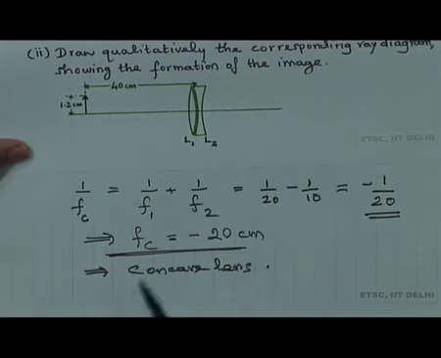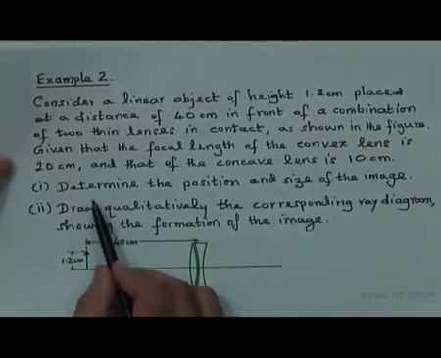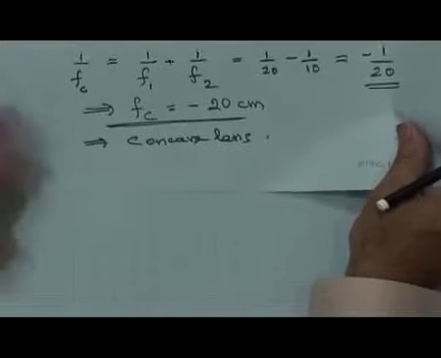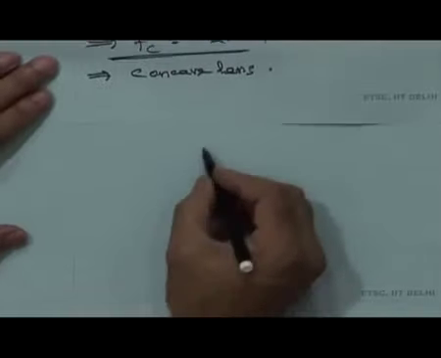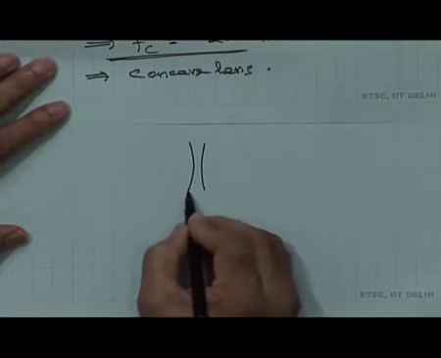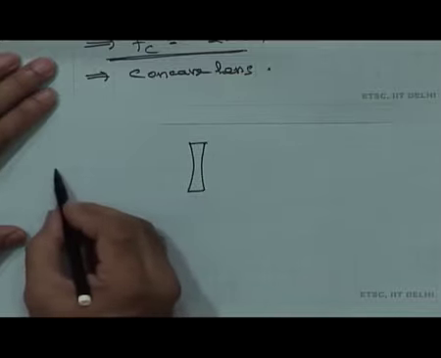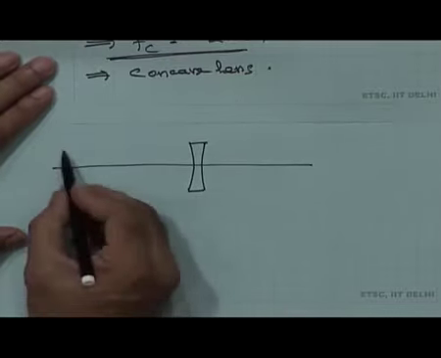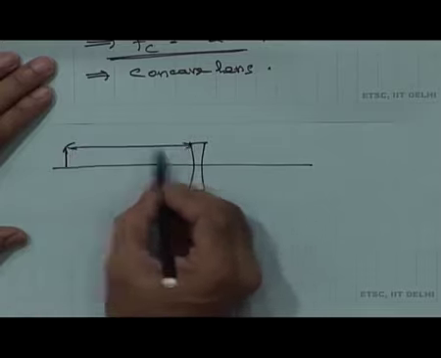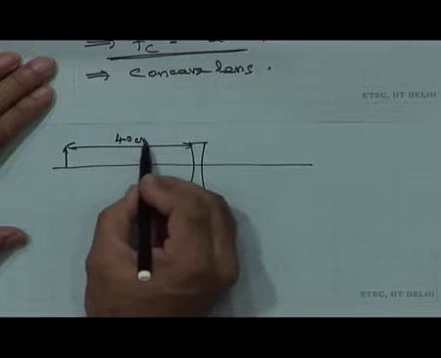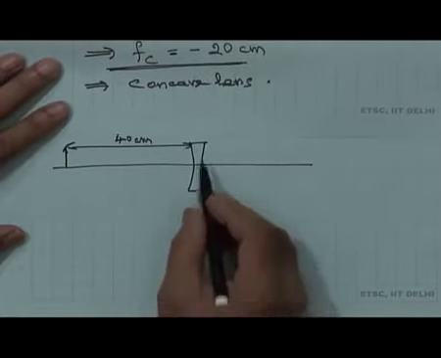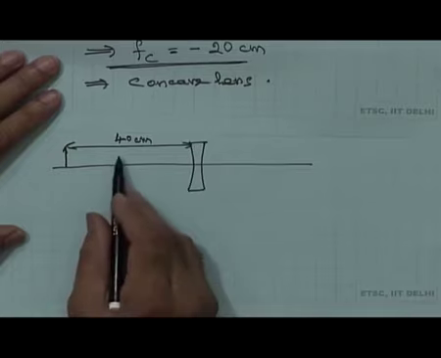So, we have got the focal length. Now, once we know the focal length of the combination, we have to determine the position and size of the image. So, it is a concave lens. I am now representing it as a concave lens. I could as well keep it as a combination, but now I am representing it as a concave lens. And there is an object here at 40 centimeter, and we have a lens of focal length minus 20 centimeter. So, where will be the position of the image?